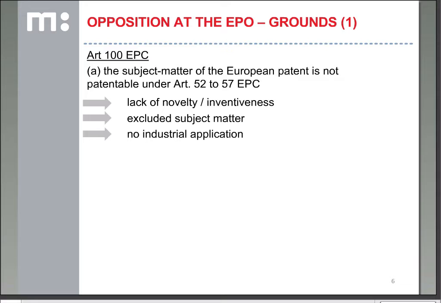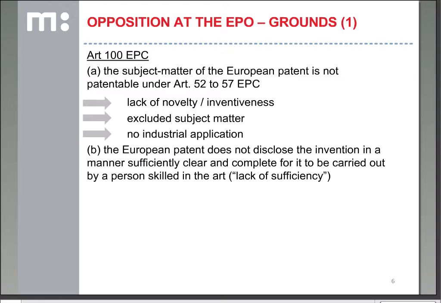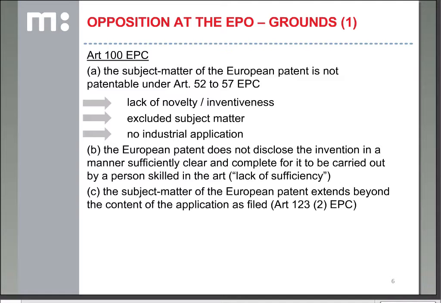The next possible ground for opposition is a lack of sufficiency, meaning that the patent does not disclose the invention in a way that is sufficiently clear and complete to be carried out by a person skilled in the art. As I said, that's a lack of sufficiency. It's not a lack of clarity, as I will discuss in a minute. The third reason in Article 100 is that the subject matter of the patent extends beyond the content of the application as filed. That's Article 123(2) of the European Patent Convention, so inadmissibly broadening the original scope of disclosure.